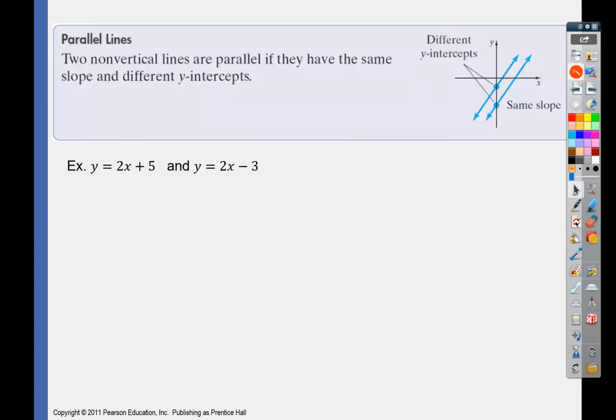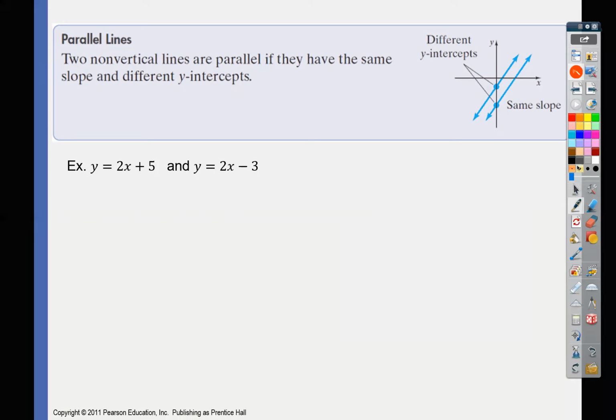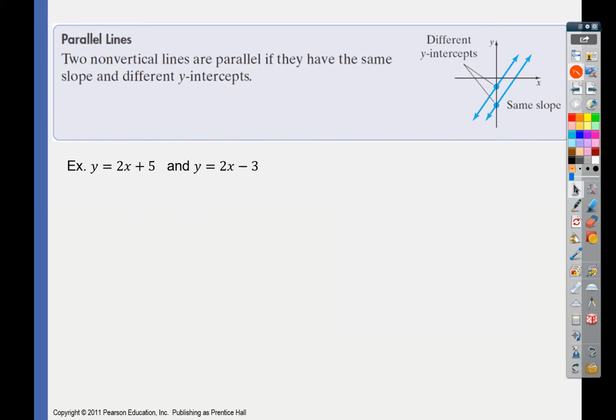All right, so parallel lines: 2 non-vertical lines are parallel if they have the same slope and different y-intercepts. So you can see parallel lines, same slope, different y-intercept. You can also tell if it's just an equation because you have the same slope of 2, but your y-intercepts are different. So whether it's a graph or equations, you can still tell that they're parallel.